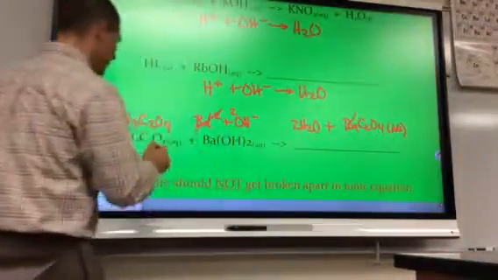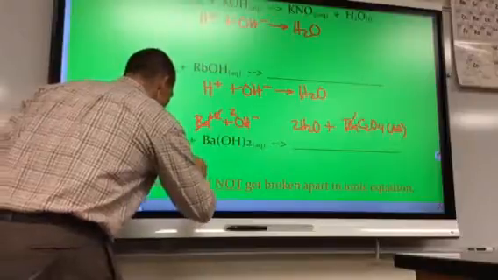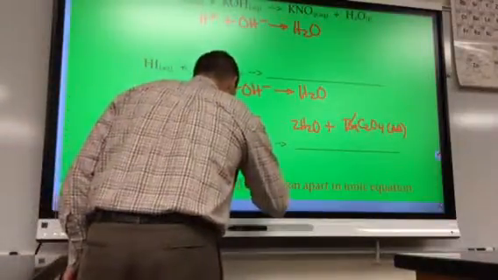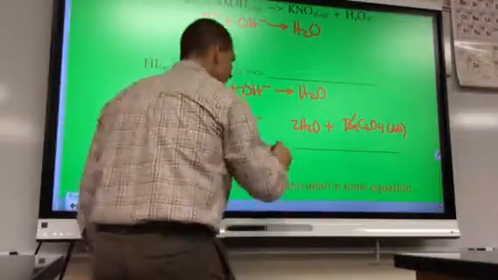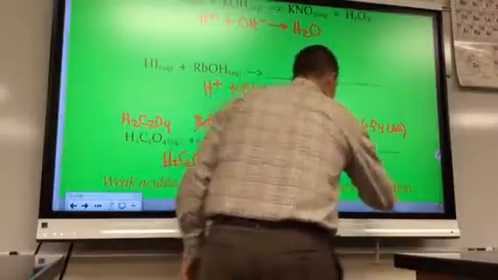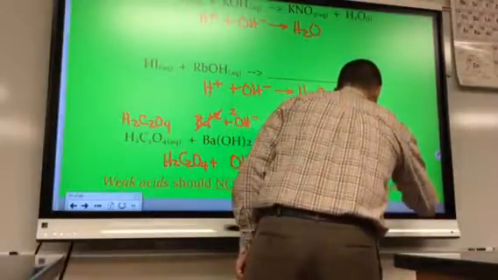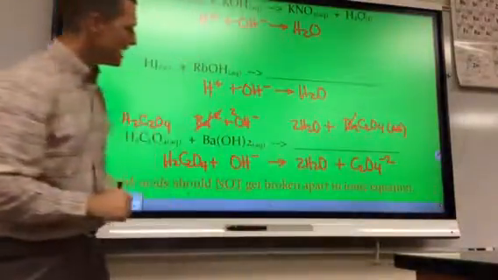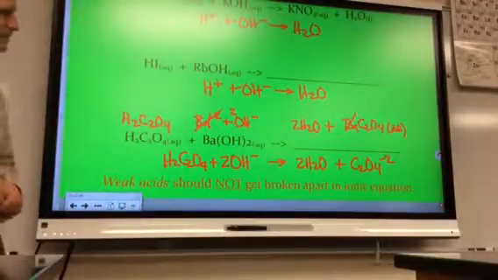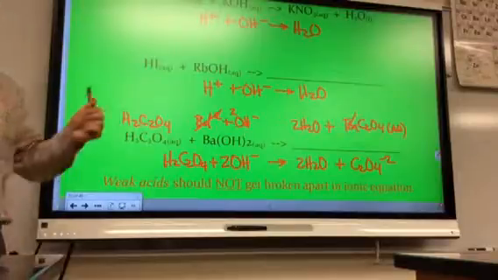So the net ionic equation looks like this. H2C2O4 plus hydroxide ion, I'll balance later, yields 2, now I'm starting to balance. That's our net ionic. I do have to come back and put a 2 there. That's it. No barium ion.